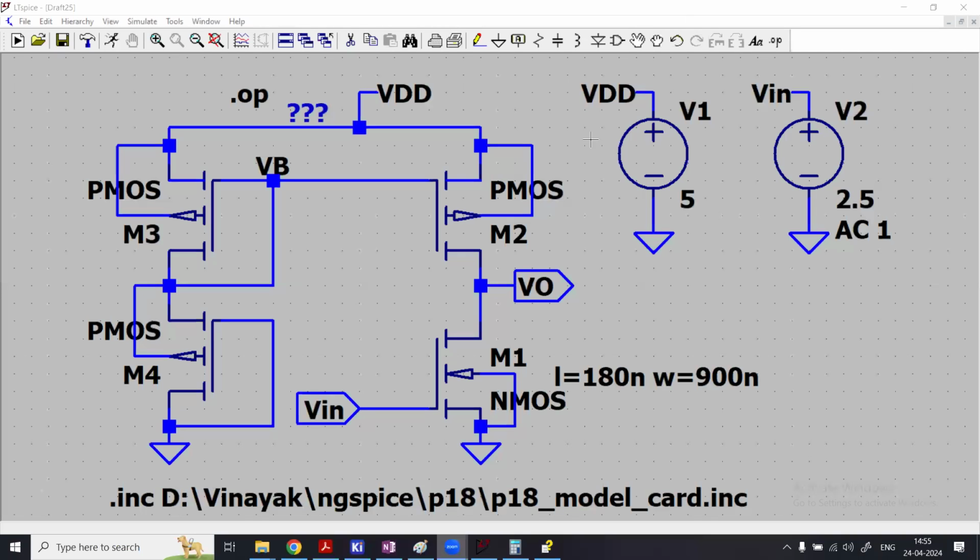Hello, welcome back to our channel, and we are going to talk about the design of analog circuits in today's session. And as you can see, we are using the SPICE circuit simulator to simulate the circuit.